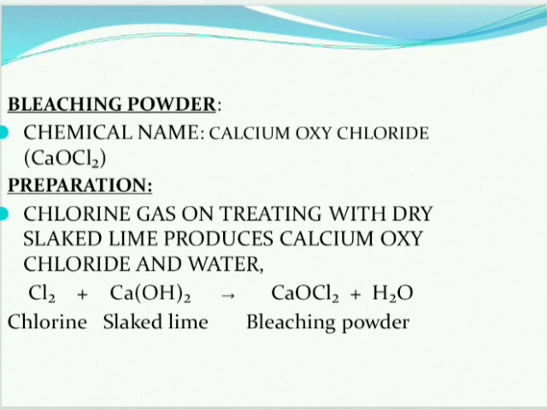Ca(OH)2, that is, CaOH taken twice, is slaked lime. That is going to produce calcium oxychloride and water. Cl2, chlorine gas, on reacting with dry slaked lime, Ca(OH)2, gives rise to CaOCl2, calcium oxychloride, which is the main ingredient in bleaching powder. That means bleaching powder is not only calcium oxychloride, it also has some other compounds, but mostly and abundantly calcium oxychloride, which is responsible for the bleaching nature and oxidizing nature of this bleaching powder, along with water.